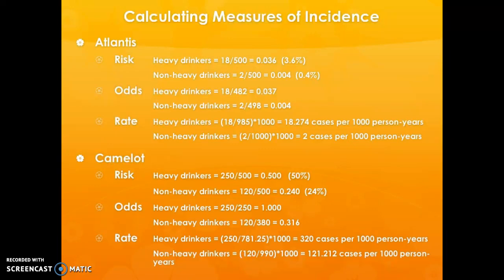And the rate, so heavy drinkers was 250 divided by the person years, 781.25, so we got 320 cases per 1,000 person years. And non-heavy drinkers, 120 divided by 990 times 1,000, so 121.212 cases per 1,000 person years.